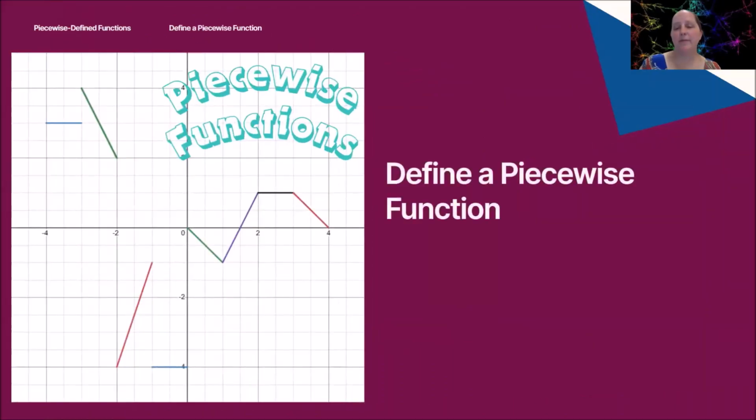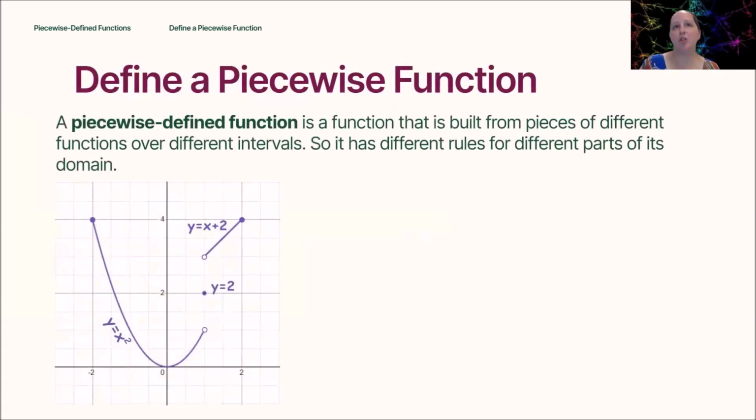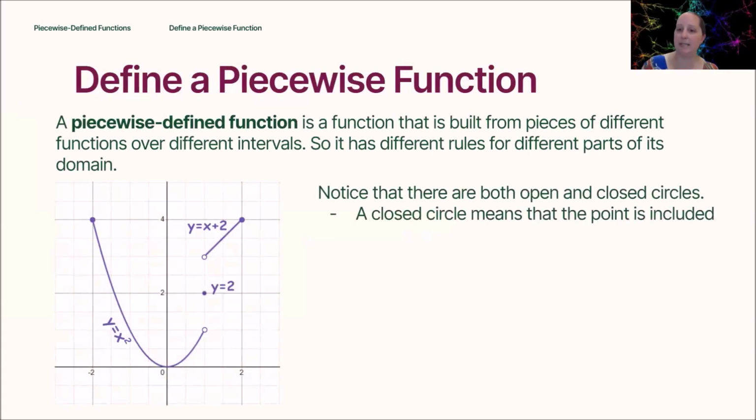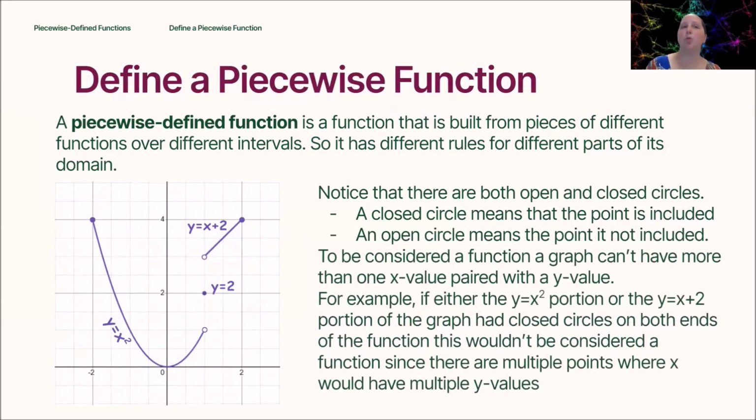Define a piecewise function. A piecewise defined function is a function that is built from pieces of different functions over different intervals. So it has different rules for different parts of its domain. Notice that there are both open and closed circles. A closed circle means that the point is included. An open circle means the point is not included.